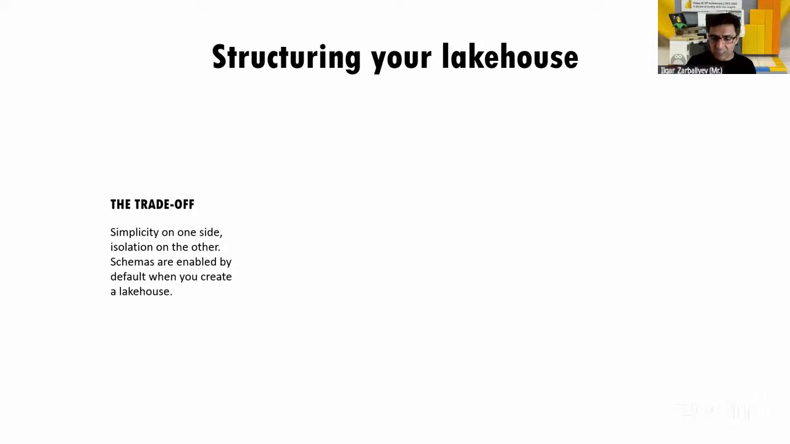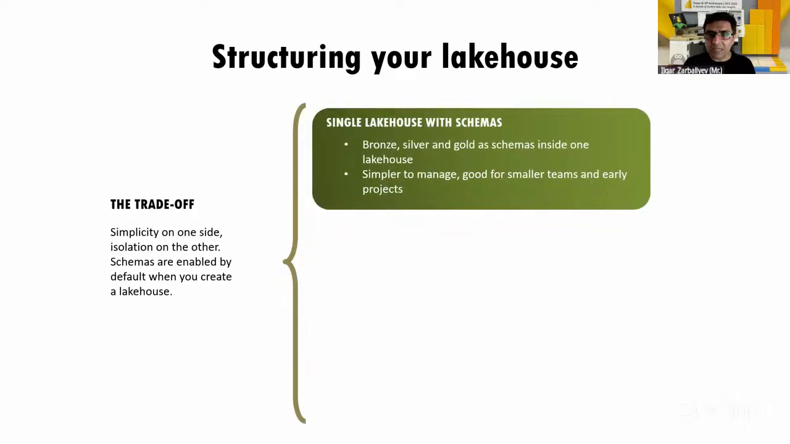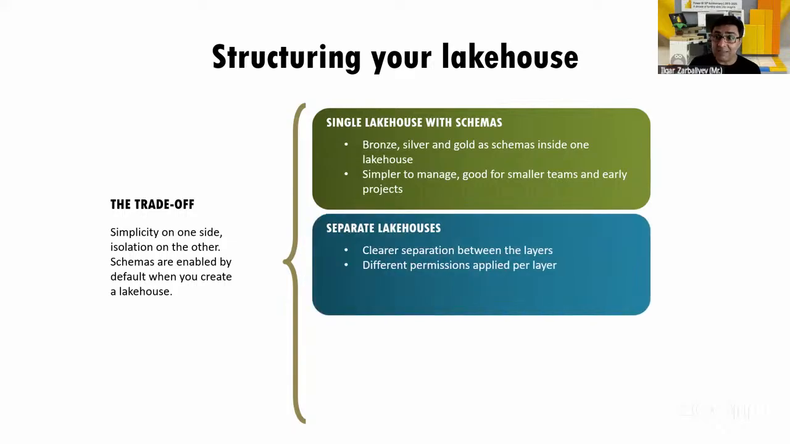A single lakehouse with schemas is the simplest. Schemas are enabled by default when you create a lakehouse in Fabric. So you create schemas named bronze, silver, and gold, and your tables are grouped by layer. It keeps things easy to discover, and it still lets you set different permissions per layer without managing several lakehouses, for smaller teams and early stage projects. And this is usually where I start.